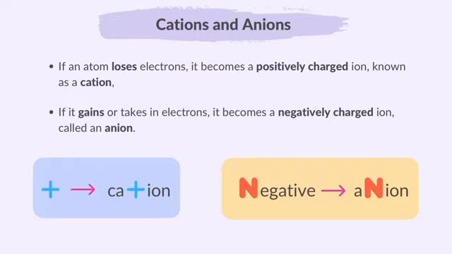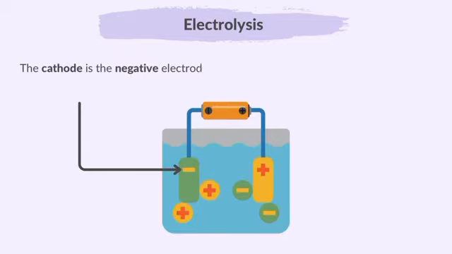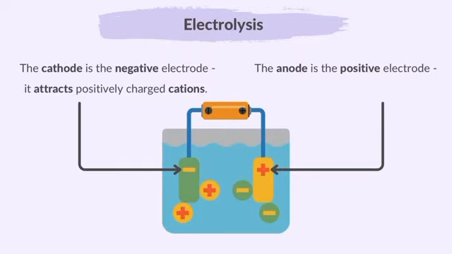The cathode here is a negative electrode; opposite charges attract. So the negative charge on the cathode pulls the positively charged cations toward it. So cathodes attract positively charged cations. And the anode is the positive electrode, which attracts the negatively charged anions towards it.